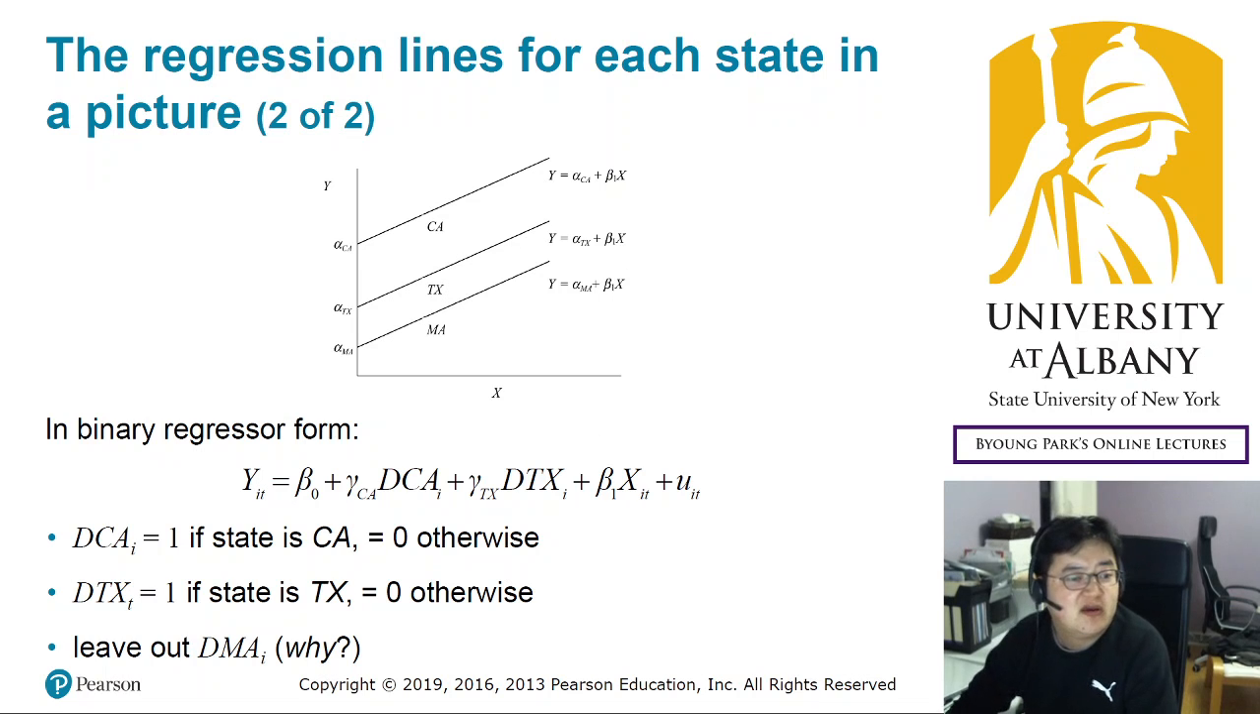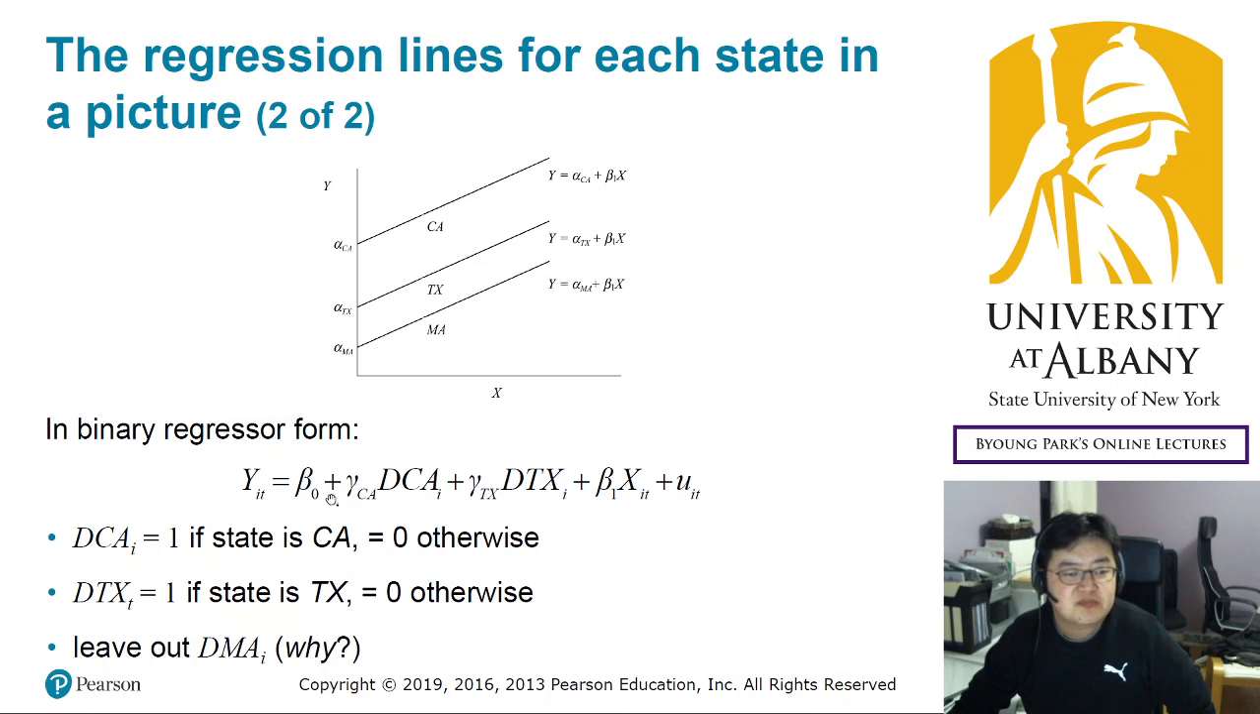And then you may consider this in this way. That means the intercept should be changed across states. So it is equivalent to including state dummy variables. Say D_CA takes 1 only if the state is California, and D_TX takes 1 only if the state is Texas.